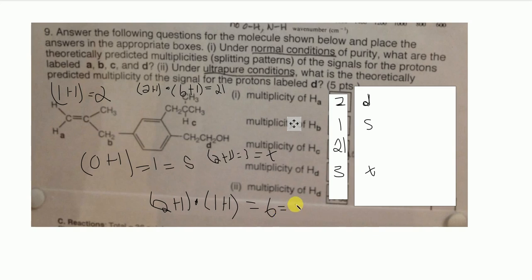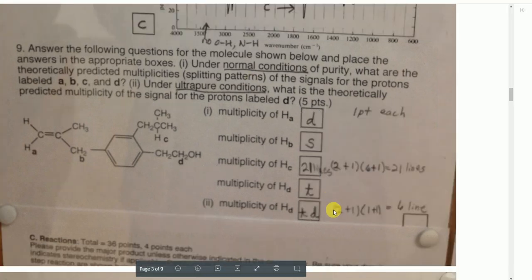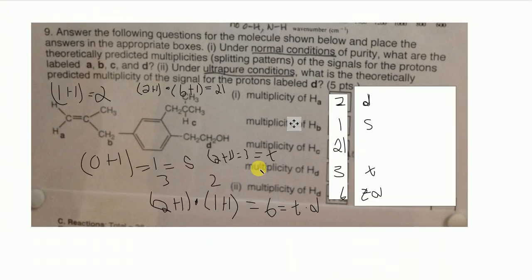Or it can be written as a triplet, doublet. Okay, so this is just 3, and this is 2, and this is triplet, doublet. So either 6 or, sorry, triplet, doublet. And I think that's how she writes it, triplet, doublet. Okay, so that's how this problem works. Okay, that takes care of everything for this problem.